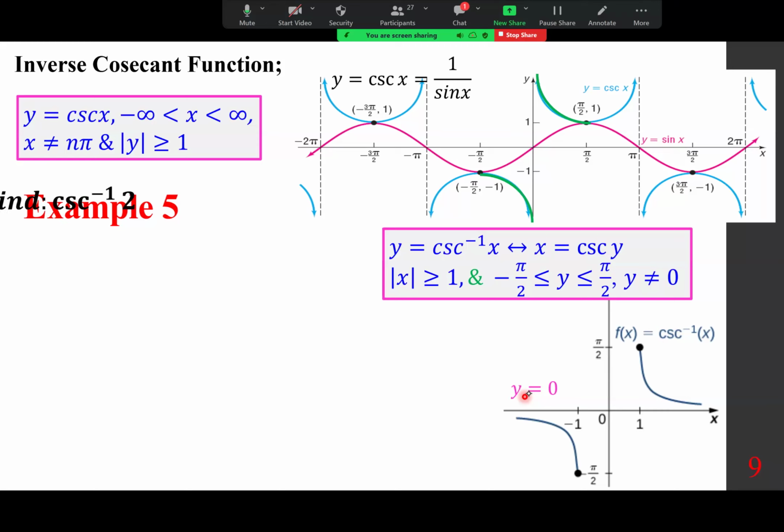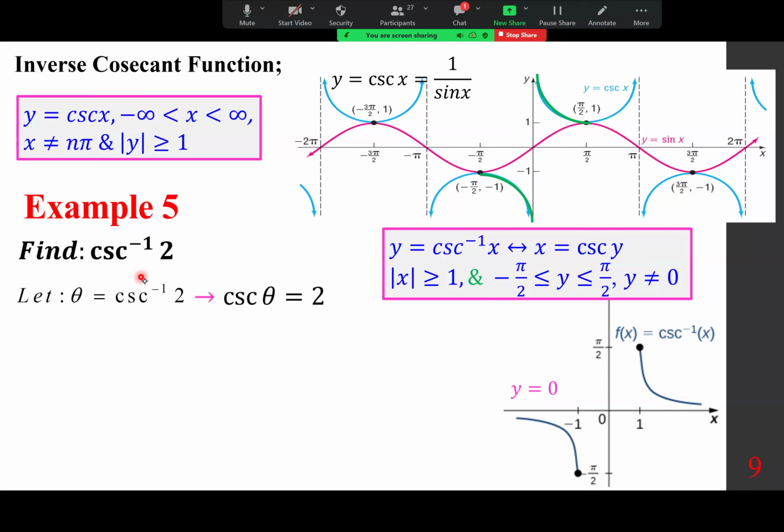As an example, cosecant inverse of 2. So let's call it theta. By definition, cosecant theta is 2. We know that cosecant is 1 over sine, so sine must be 1/2. And sine equals 1/2 is a common arc. Theta equals pi over 6. That's how we come up with the answer.